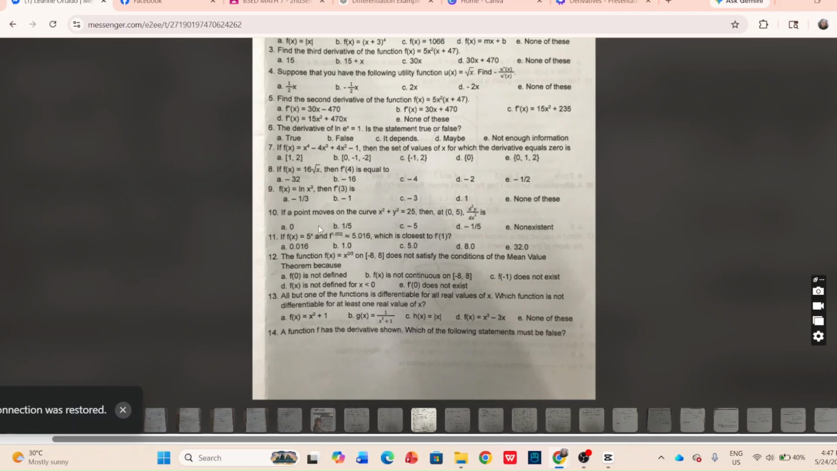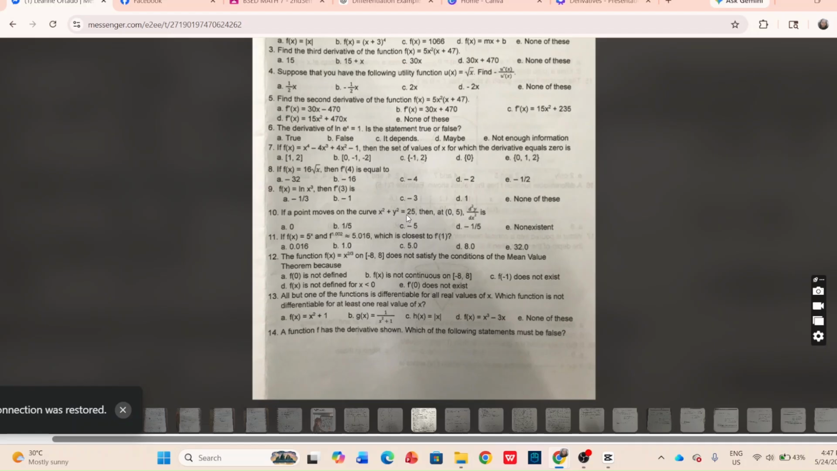Number 10, if a point moves on the curve x squared plus y squared equals 25, then at 0, 5, d2y over dx squared is. So from the choices, the correct answer is letter D. It's because we are going to differentiate x squared plus y squared equals 25, which is 2x plus 2y y prime equals 0, from the basis of implicit differentiation.